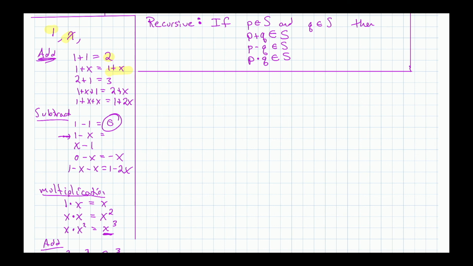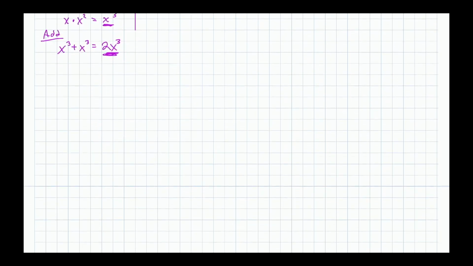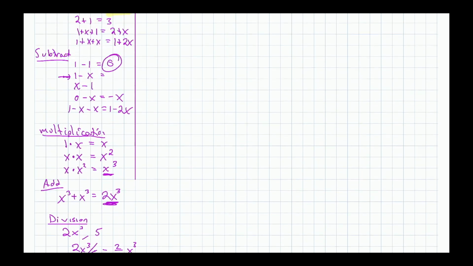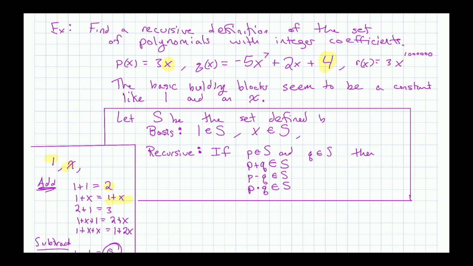And also, if you allowed division, you would have fractions, right? Because if you had division, you know that you'd have something like 2x cubed, for example, and you might also have a 5. And then if you allowed division, you would have 2x cubed over 5, which would be 2/5 x cubed, and that's not allowed, right? That's not allowed because we were specifically trying to make integer coefficients.